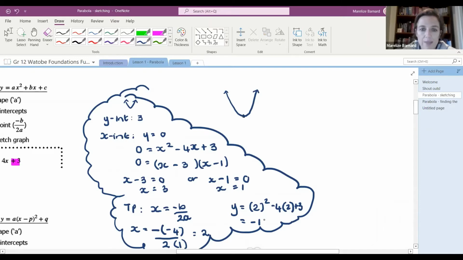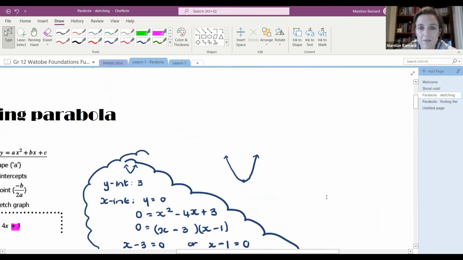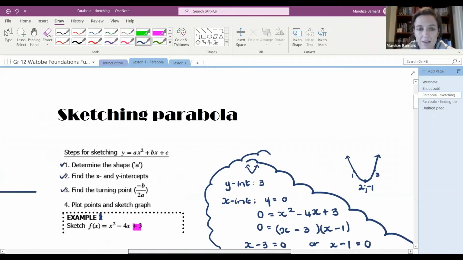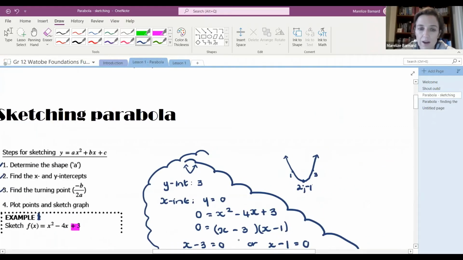Our turning point is going to be 2 and negative 1. So that is 2 and negative 1. And then it's got these two x-intercepts. One is at 3 and one is at 1. So it's going to be something like that. That's what it's going to look like. Okay, so let's place that on our axes now.